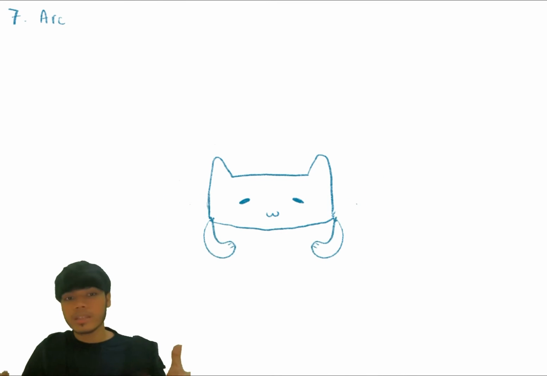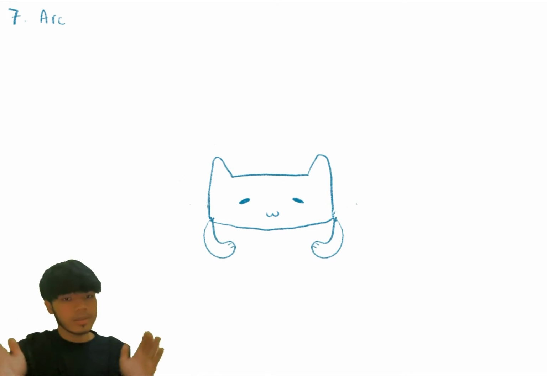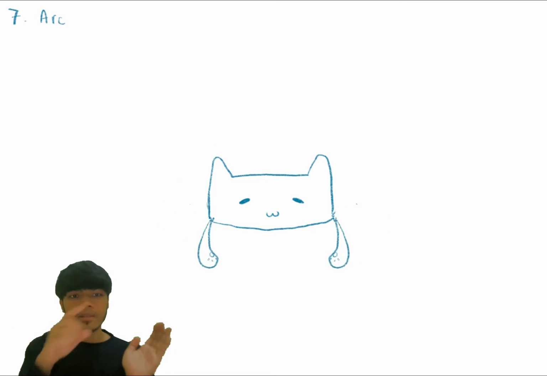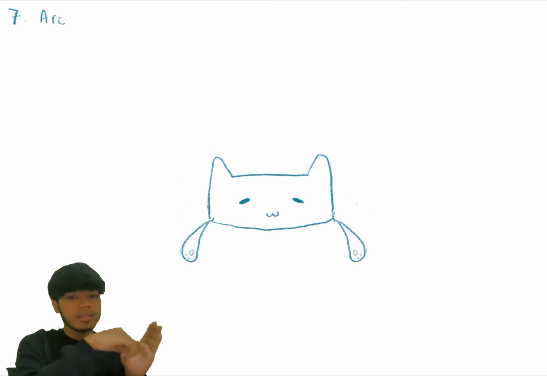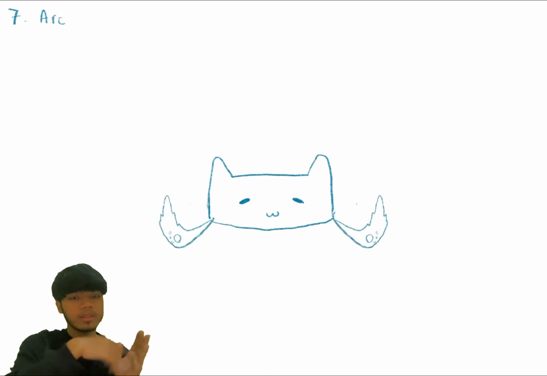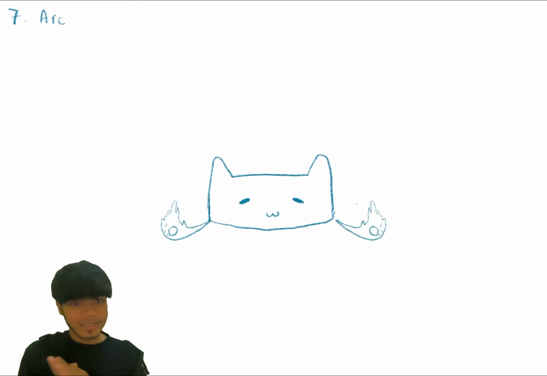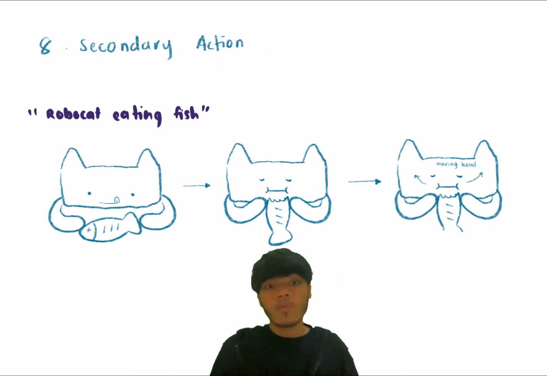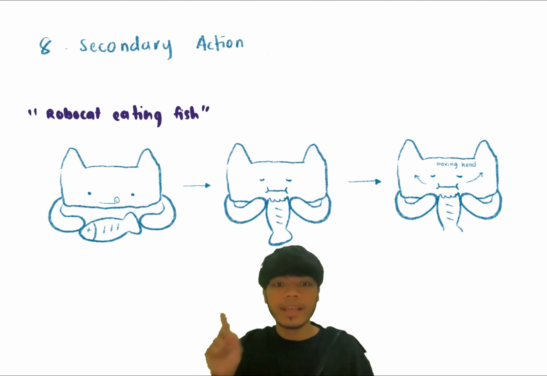We understand about arc, which is a circular path that the action only takes from the arc reference, right? Understand? Alright, thank you. The next principle of animation is secondary actions.